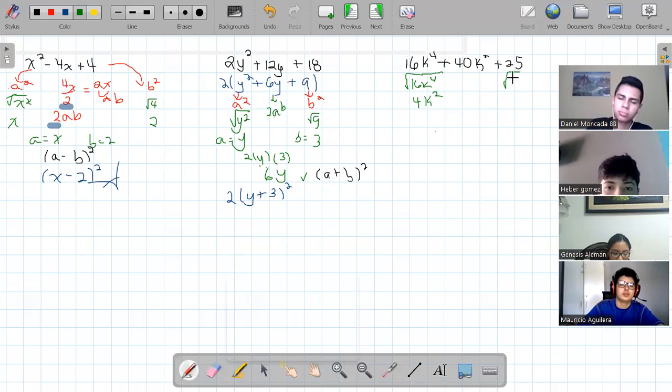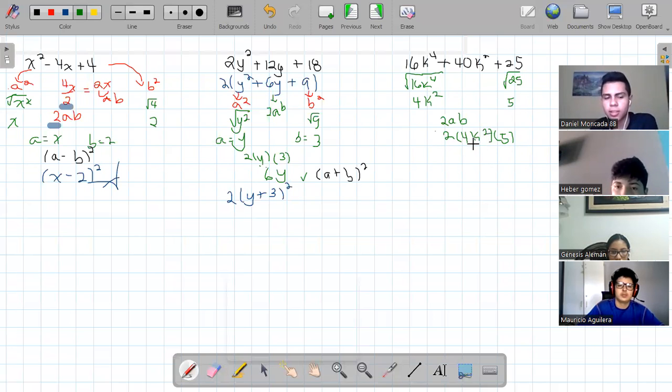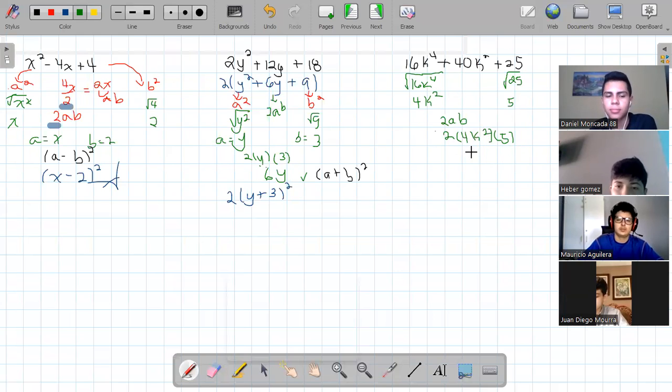Now the last term, what is the square root of 25? 5, very good. Now the middle term is supposed to be 2ab. So multiply 2 times a, which is 4k squared, times 5, which is b, the one that we just found. How much is 2 times 4? 8. And 8 times 5? 40. And I copied the k squared.